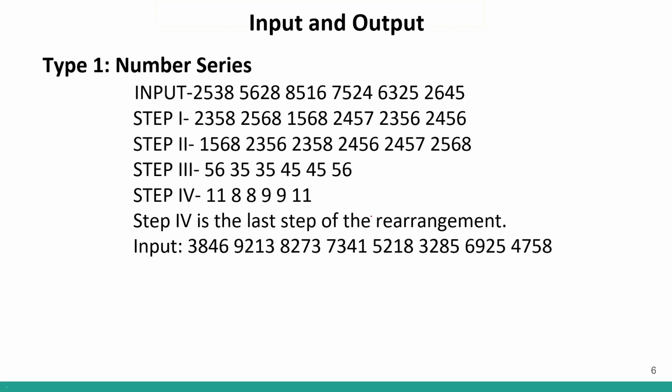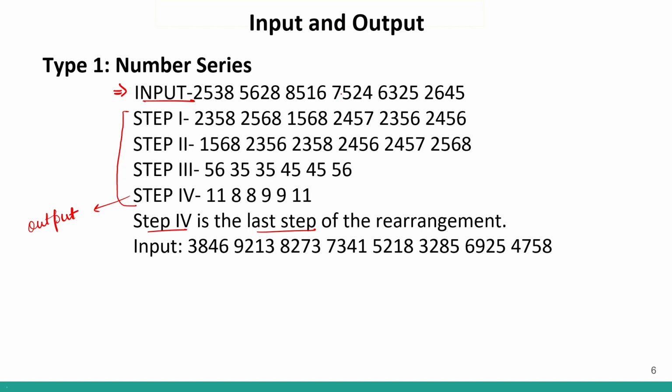So this is the input. So this is what you feed into the machine. Based on this, the machine performs certain operations, and step 4 is the last step. That means step 4 will be the output. So you feed the machine certain input, the machine performs certain operations and gives you an output.